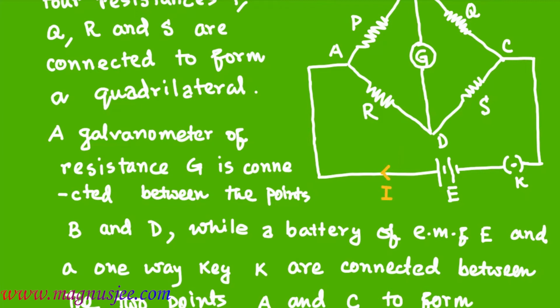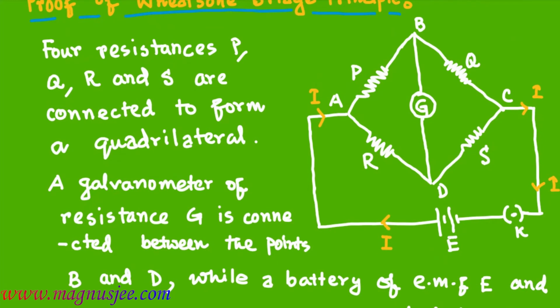Now a constant current I is generated from the battery of EMF E, and this constant current will be flowing through the quadrilateral in this way, and it will terminate at the cell of EMF E. Through the resistance P, existing between the two points A and B, a current I1 will be flowing, and the remaining current I minus I1, according to Kirchhoff's current law, will be flowing through the resistance R between A and D. A current Ig will be flowing through the galvanometer G. The remaining current, that is I1 minus Ig, will be flowing through the resistance Q from the point B, also according to Kirchhoff's law, and through the resistance S a current I minus I1 plus Ig will be flowing.